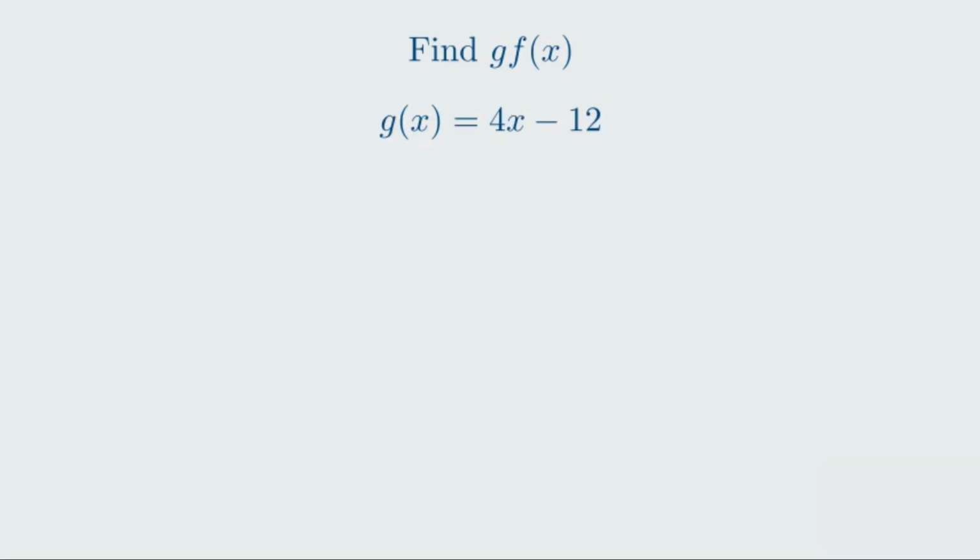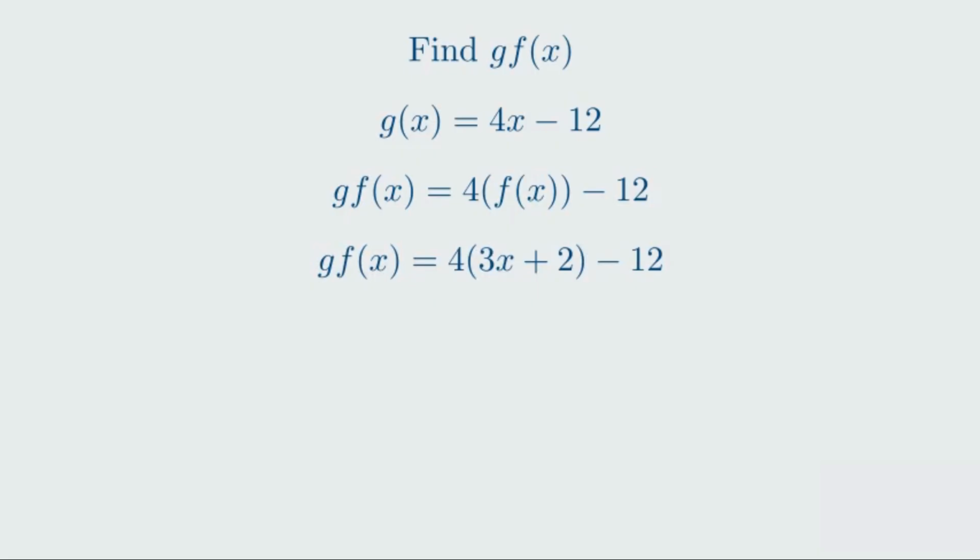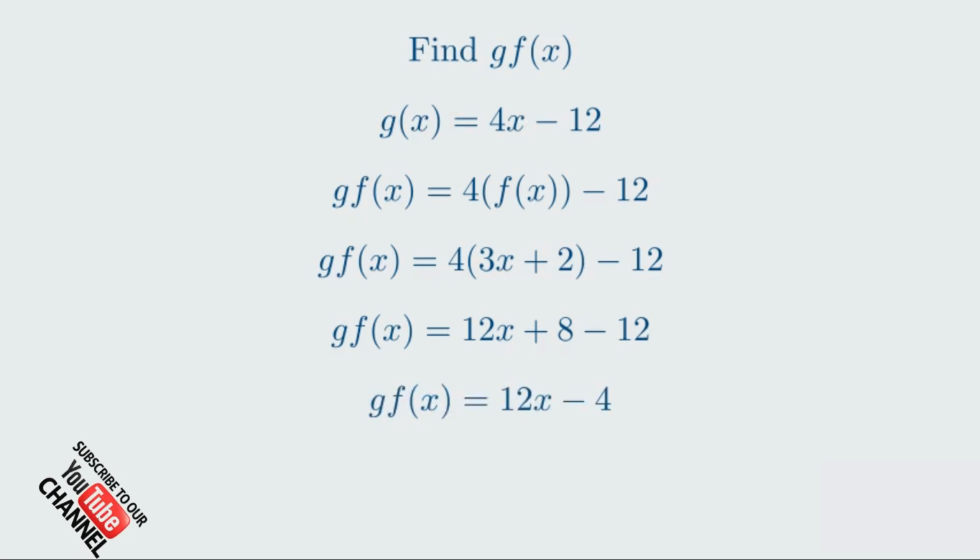We are finding g of the quantity 3x plus 2. So, g of f of x is equal to 4 times the quantity 3x plus 2, and then minus 12. Notice that 3x plus 2 from f of x has replaced the x in 4x minus 12. Now we need to simplify this expression. We'll use the distributive property. Distributing the 4, we get 4 times 3x, which is 12x, plus 4 times 2, which is 8. So we have 12x plus 8 minus 12. Combining the constant terms, 8 minus 12 is negative 4. This gives us our simplified composite function. g of f of x equals 12x minus 4.